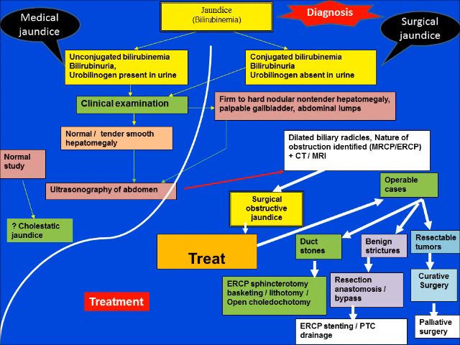The resectable tumors have to be curatively resected or the curative surgery has to be performed. Unresectable tumors will have palliative resections. In patients who have strictures which cannot be anastomosed to the bowel, the ERCP stenting or the PTC drainage are the procedures of choice.